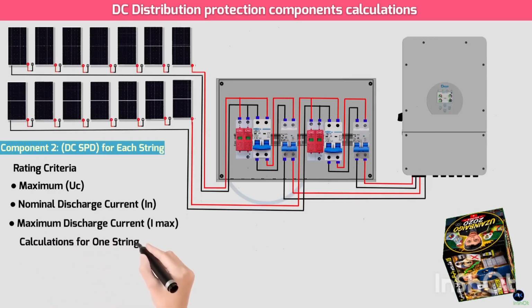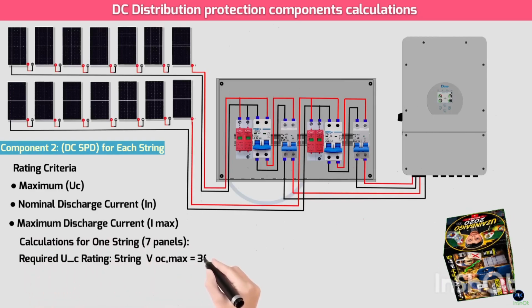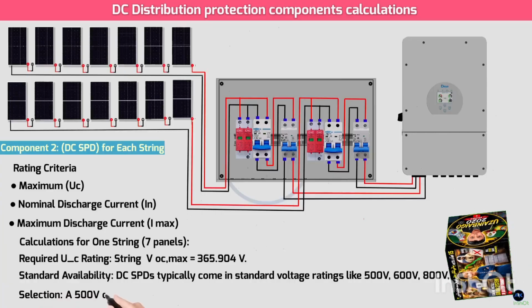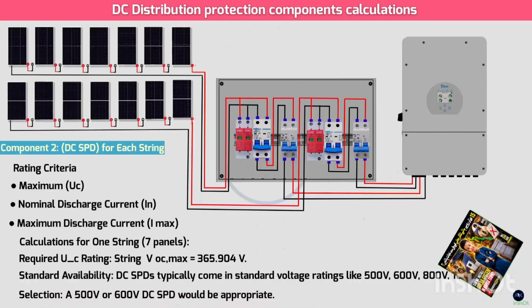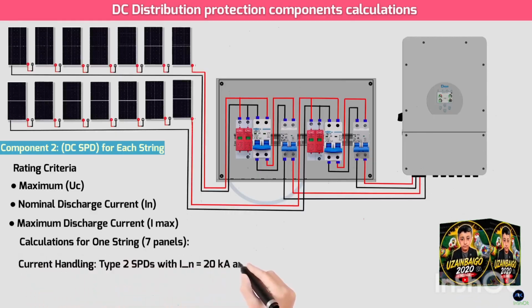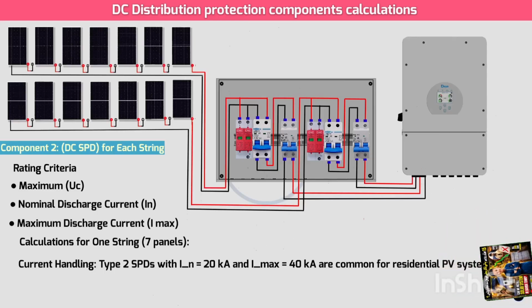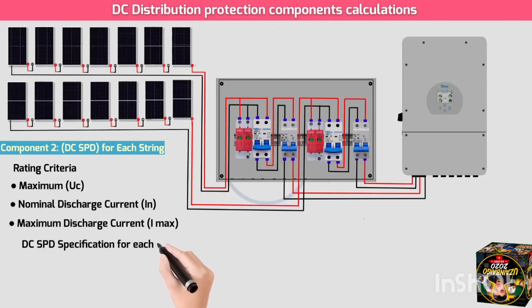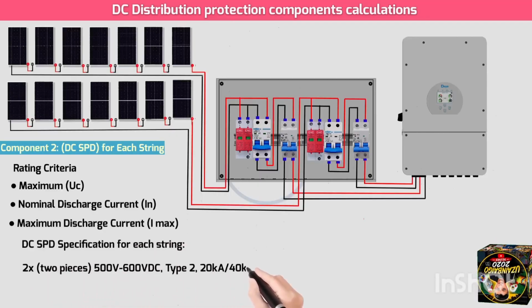Calculations for 1 string, 7 panels. Required UC rating: greater than or equal to string VOC max, which equals 365.904 volts. Standard availability: DC SPDs typically come in standard voltage ratings like 500 volts, 600 volts, 800 volts, 1000 volts. Selection: a 500 volt or 600 volt DC SPD would be appropriate. Choose the next standard rating above your calculated max voltage. Current handling: type 2 SPDs with IN 20 kA and Imax equal to 40 kA are common for residential PV systems. DC SPD specification for each string: 2 pieces, 500 to 600 volts DC, type 2, 20 kA per 40 kA, DC SPD, 1 for each string.